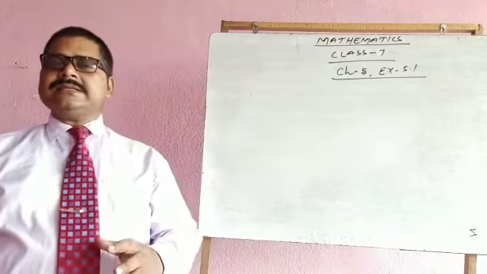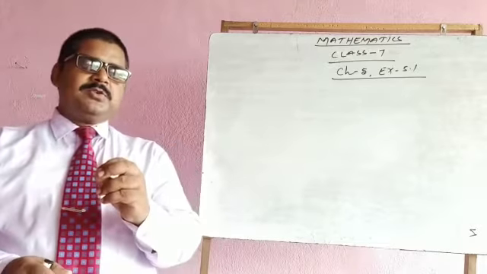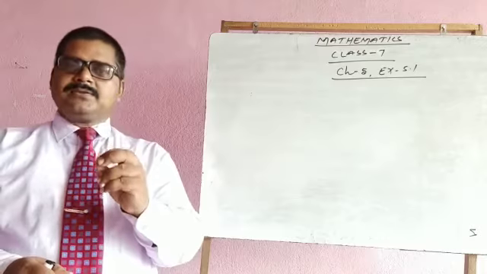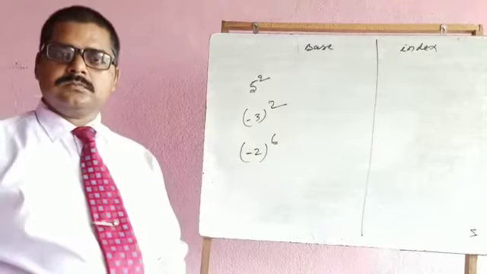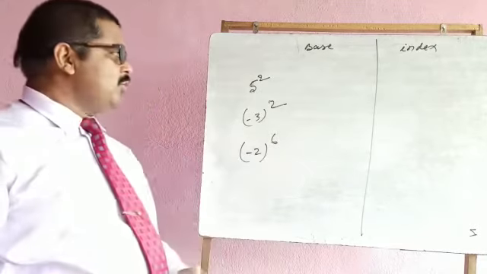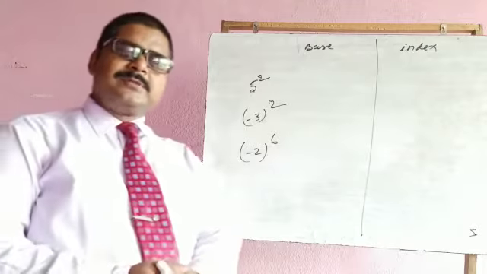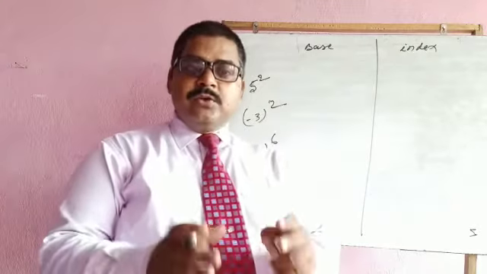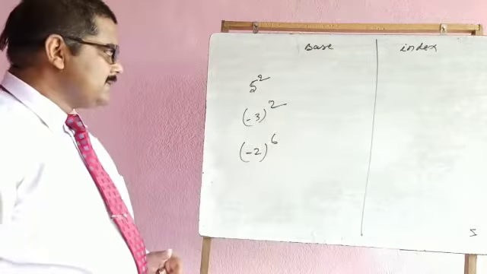Today I am going to discuss Class 7, exercise 5.1, and I hope you enjoy this session. Actually, in this question you can notice that 5 squared, this exponential, has been given, and you need to write down its base and index.